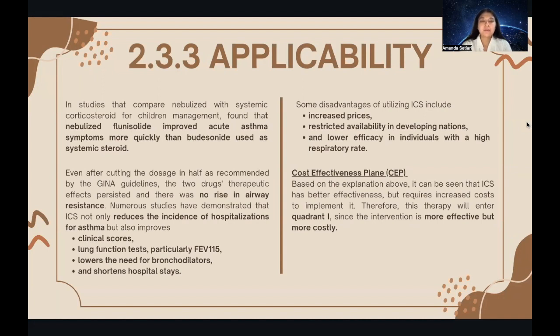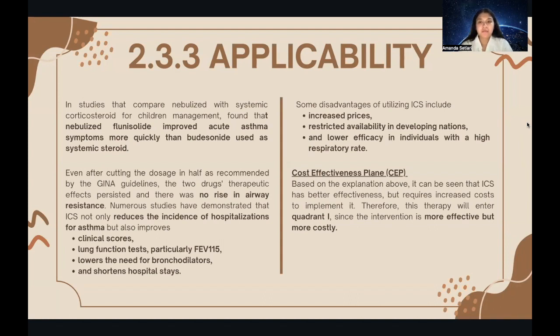In studies that compared nebulized with systemic corticosteroids for children management, found that nebulized flunisolide improved acute asthma symptoms more quickly than budesonide used as a systemic steroid, even after cutting the dosage in half as recommended by the GINA guidelines. The two drugs' therapeutic effects persisted and there was no rise in airway resistance. Numerous studies have demonstrated that ICS not only reduces the incidence of hospitalizations for asthma, but also improves clinical scores, lung function tests, particularly FEV1, lowers the need for bronchodilators, and shortens hospital stays.